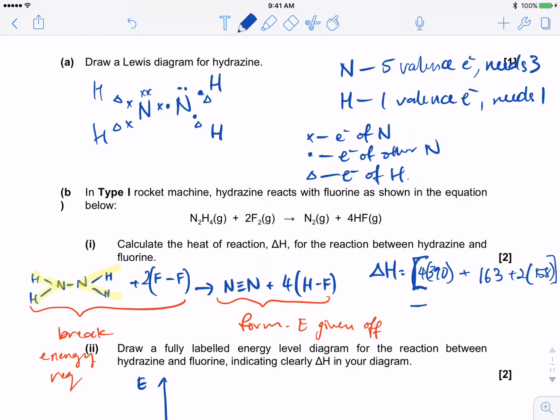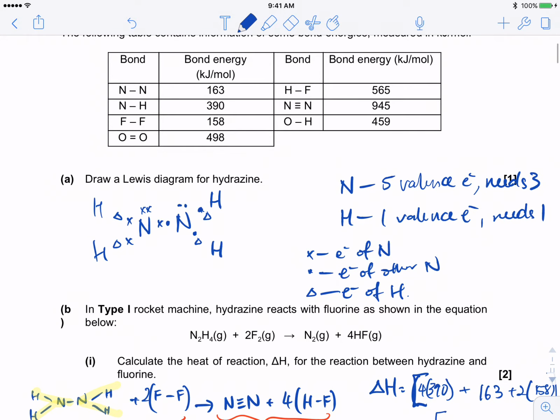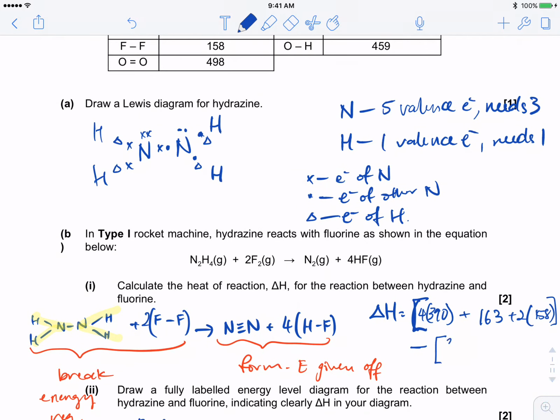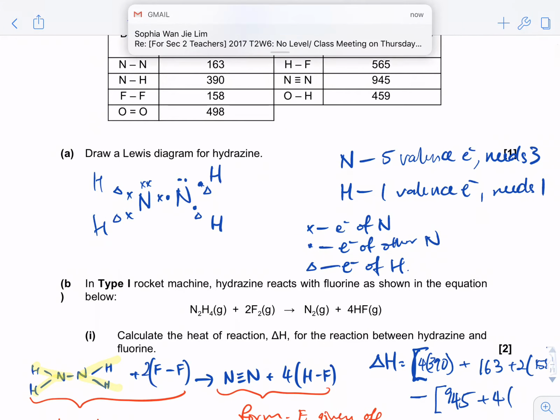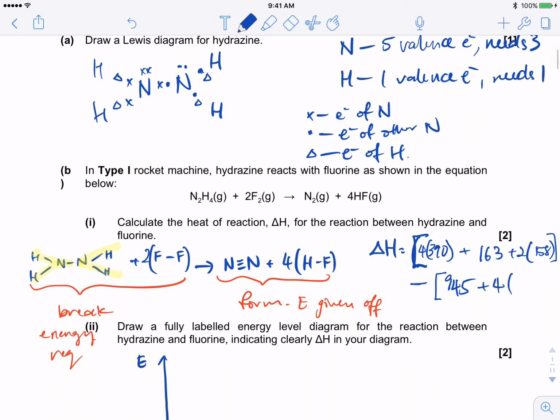Then you will minus off the energy that's given off when it's formed. So what's the energy that's given off when it's formed? 1 N triple bond, 945, plus 4 H-F, 565 each. Okay, that should give you the answer. Let me find the answer key. Okay, negative 1166 kilojoules per mole.